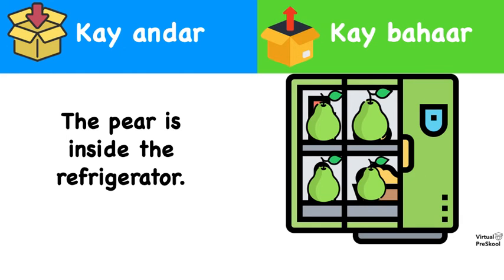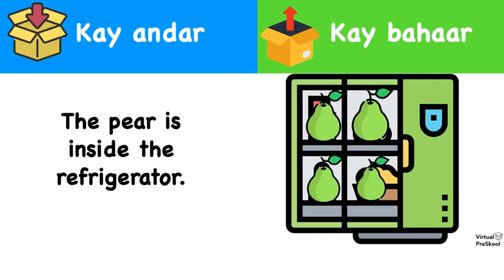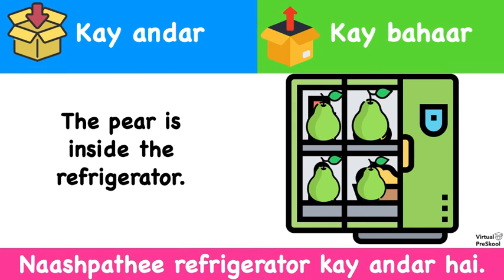All right. The pear is inside the refrigerator. So do we need ke andar or ke bahar? We need ke andar, right? You know how to say pear in Hindi, and refrigerator is just refrigerator. So put it all together. All right, let's take a look at the answer. नाशपाती refrigerator के अंदर है. The pear is inside the refrigerator.